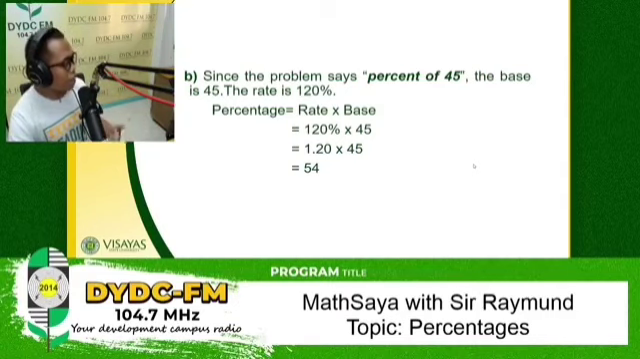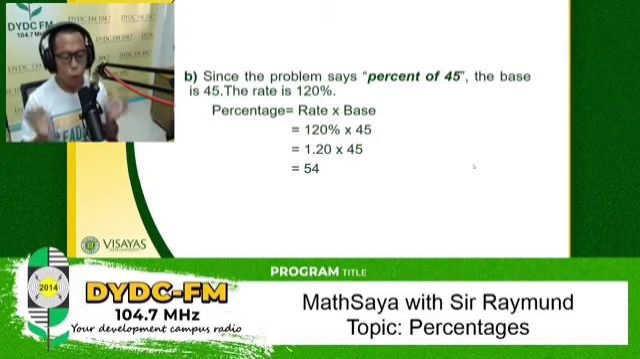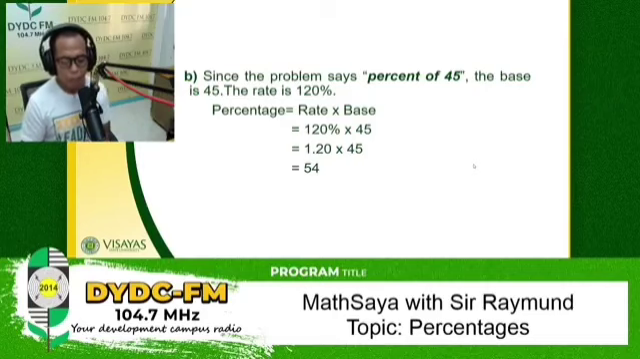So, ang ato gipangita is the percentage. And again, to find the percentage, you can use the formula percentage is equal to base times rate, or rate times base. So, rate there is 120% and the base is 45. You convert percent into decimal, so that's 1.2 times 45, so that is 54.